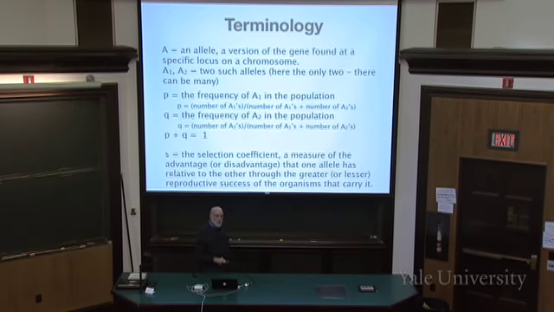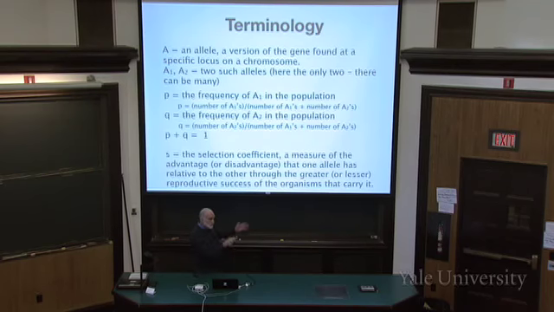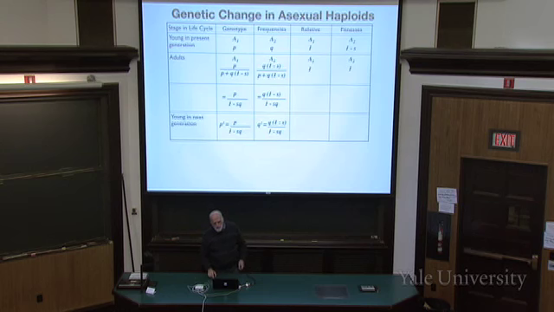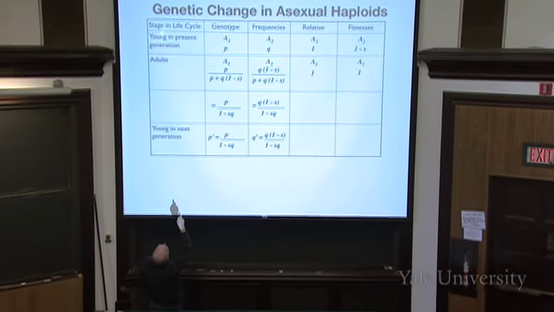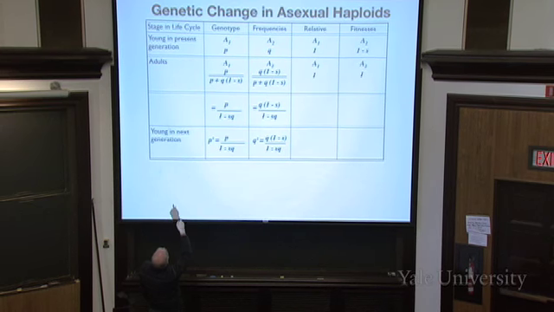By the way, the frequency of the other one is going to be 1 minus that frequency, because P plus Q is equal to 1. And we'll let S be the selection coefficient, which is measuring the reproductive success of the organism carrying this trait, the difference that it makes. If we look at the genetic change in asexual haploids, basically what one does is make a table of the process, moving from young in the present generation through the adult stage to young in the next generation. So we try to go through one generation.